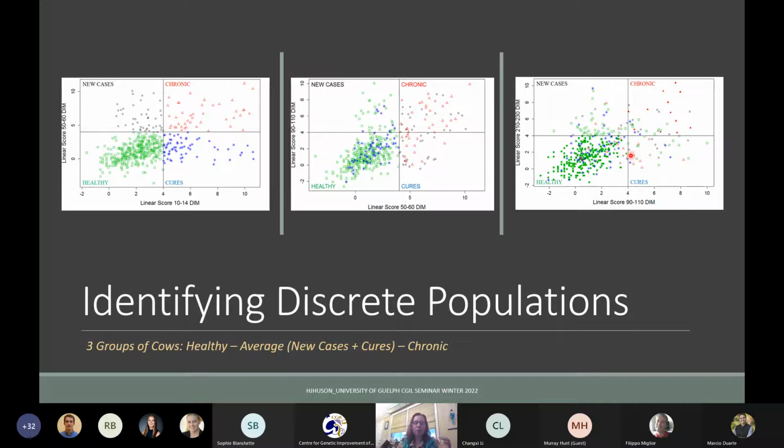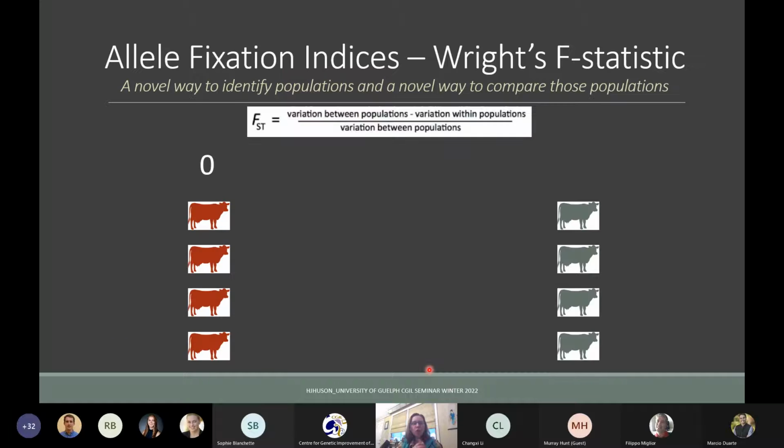And most importantly, I was really interested in whether there was genetic variation in these healthy and these chronic animals. So one way that we decided to look at genetic variation was using Wright's F statistic, FST, for fixation index. So really we're comparing two populations in this way. It's kind of like a case control, but looking at allele frequencies. You have one population over here and your second population over here, and you look at this allele frequency difference that ranges between 0 and 1.